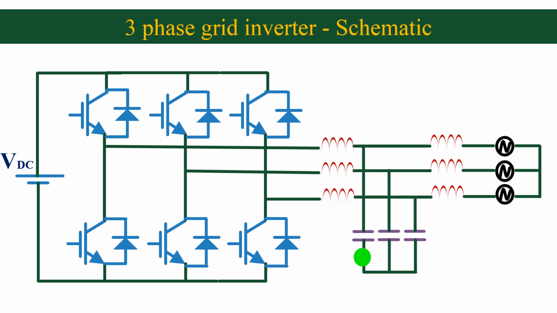These inductors and capacitors form the LCL filter. These are the inverter side inductors. I have marked them as L1. And these are the grid side inductors. I have marked them as L2. Capacitors, which are connected in star between the inductors, I have marked as C. Finally, we connect the inverter to the grid. I have marked grid voltage as VG, and grid current as IG. I have also marked the pole voltages as VI.